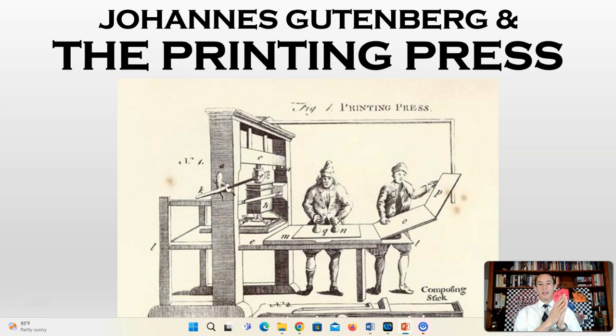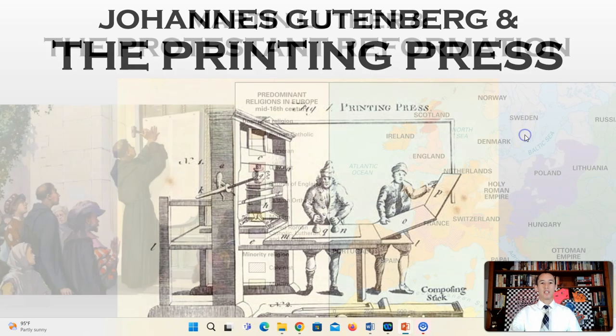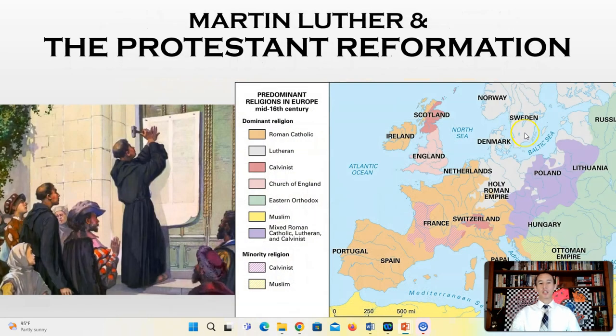And the spread of information, the spread of knowledge, the printing press itself will be directly responsible for a religious revolution. The Catholic Church was the only church in the Western Hemisphere for a long time until a German monk and theologian named Martin Luther touched off what's called the Protestant Reformation.